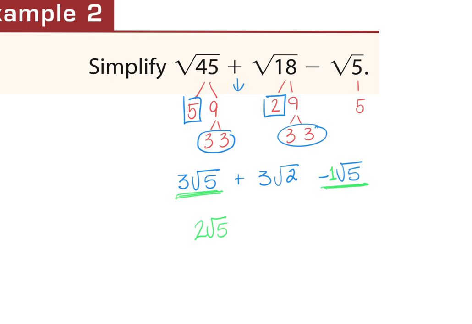When I add those two, 3 plus negative 1 or 3 minus 1 is 2 square root of 5. This is not like 3 square root of 2. That is not a like radical there. So that's actually going to be my final answer. I cannot combine anything else. These are not alike, so this is my final answer.